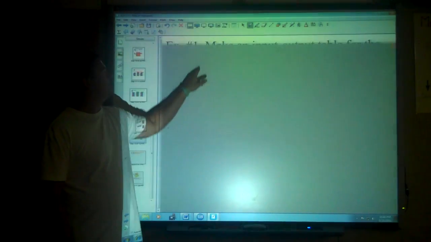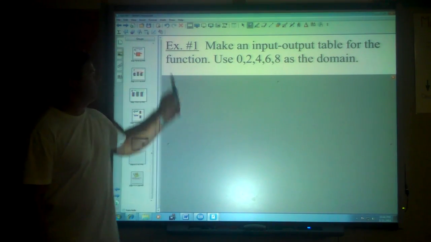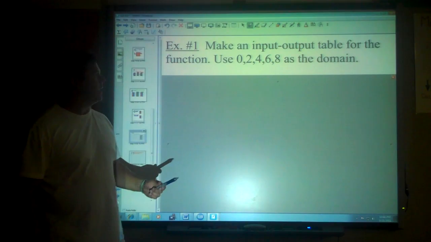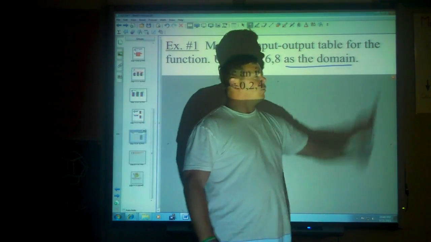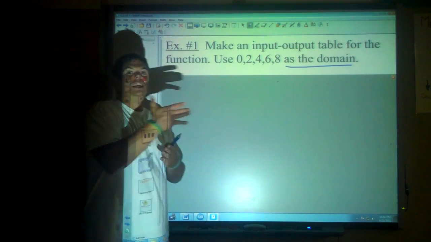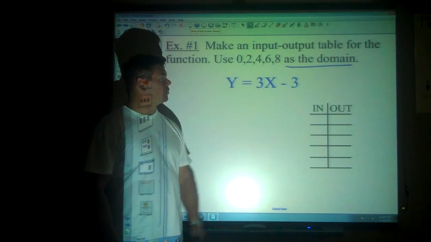Alright? Now, a little bit more complicated. It says make an input-output table for the function. I haven't given you the function yet, but it tells us use 0, 2, 4, 6, 8 as the domain. And what does domain mean? Domain is all the inputs, the numbers going in. So here's the function, y equals 3x minus 3.